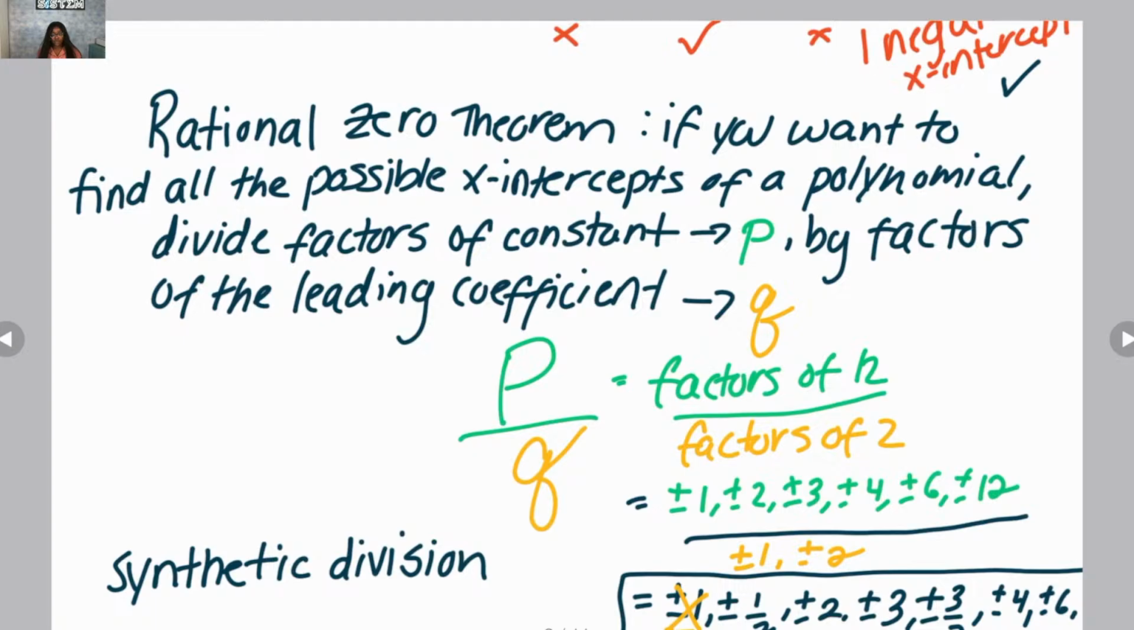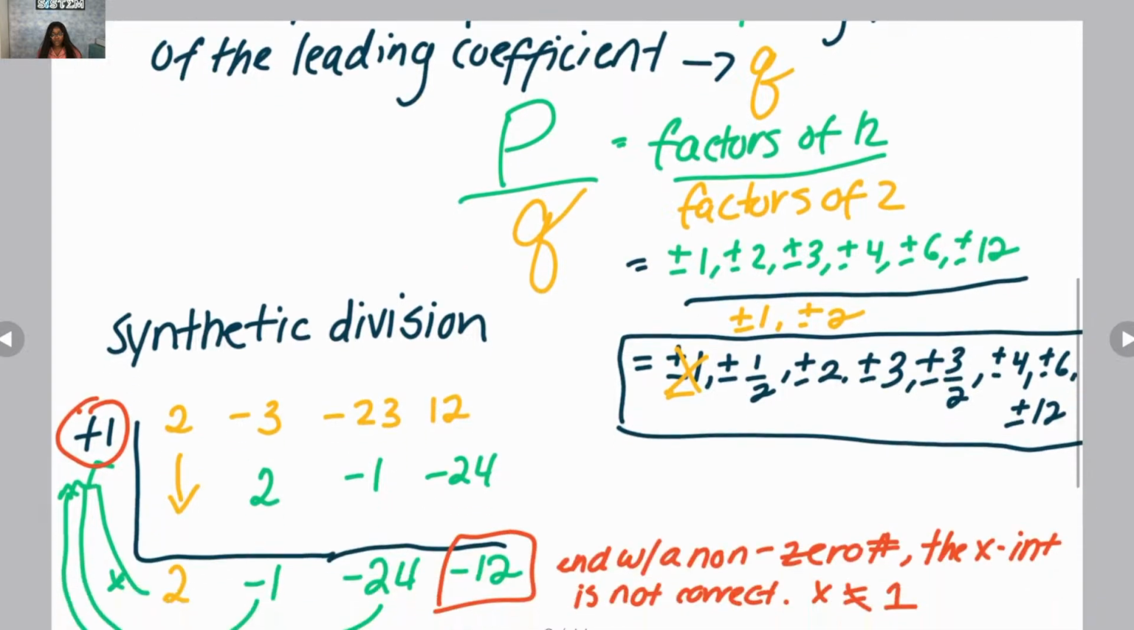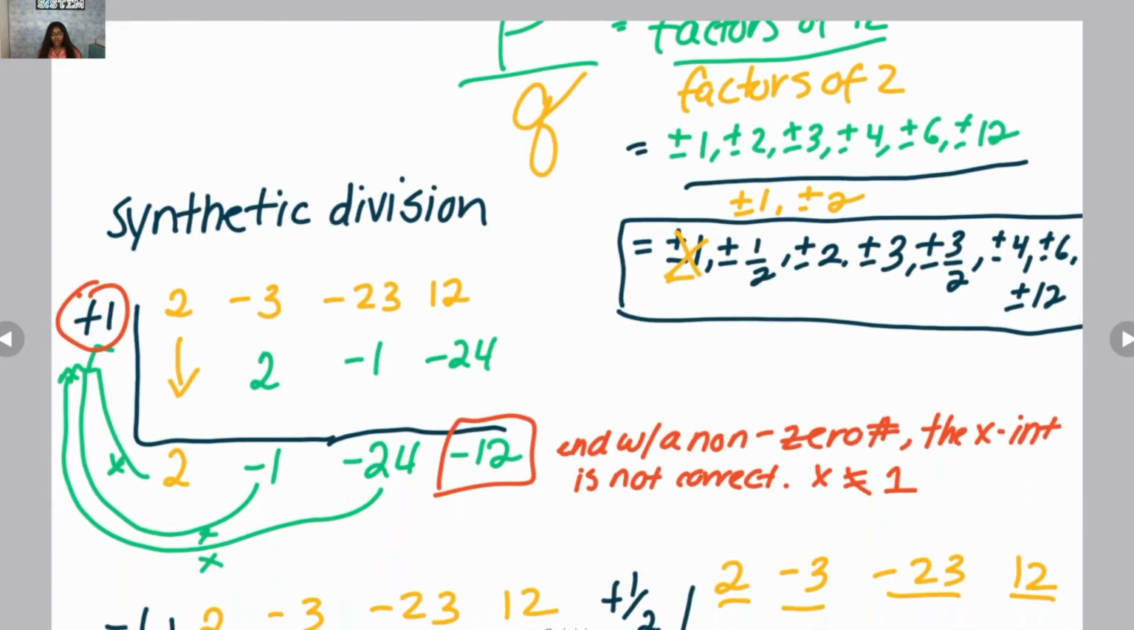We found that all you need to do is divide the factors of the constant, which was 12, by the factors of the leading coefficient, which was 2. When we did all that division, we found that we had several potential zeros, or several potential x-intercepts. We're like, whoa, how do we figure out which one to start with? We started with one end of the number list. We started with positive 1.